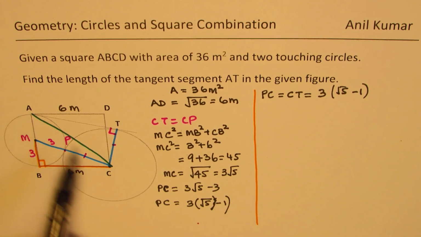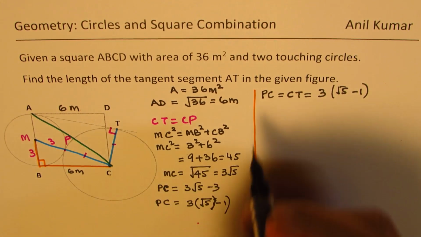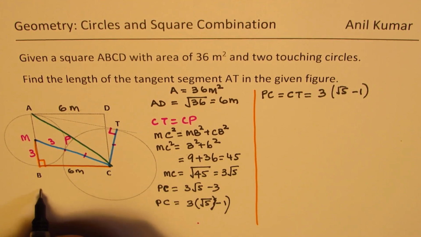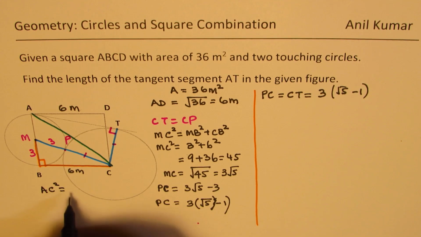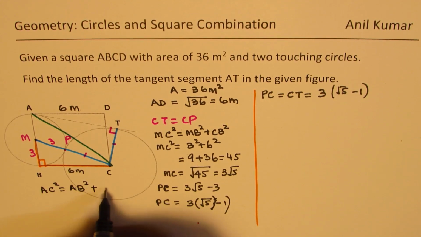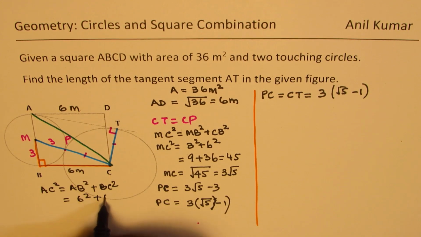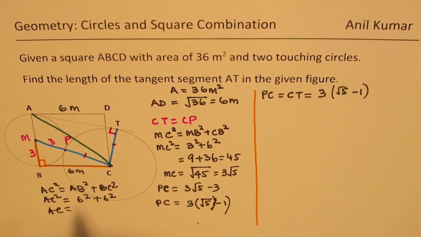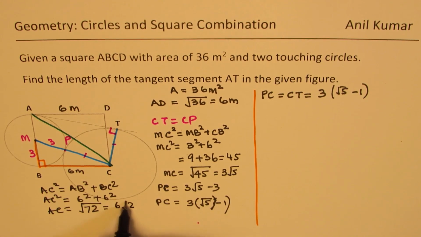Now, AC is the diagonal of this square. So let's find what AC is. We'll calculate AC here. AC square will be equals to AB square plus BC square, and that is 6 square plus 6 square, which is AC square. So AC is basically equal to square root 72, right? 36 plus 36, or 6 square root 2. So that's the diagonal, right? Anyway, we know AC also, which is 6 square root 2.